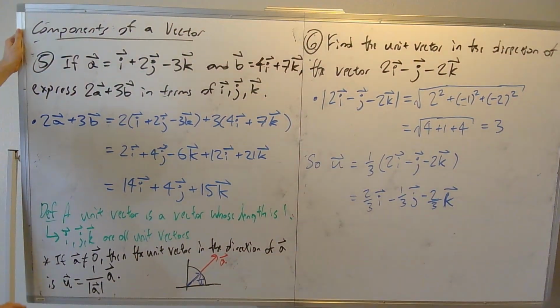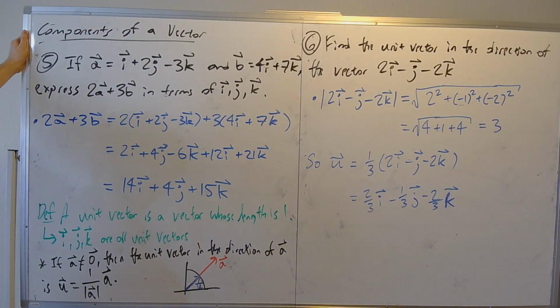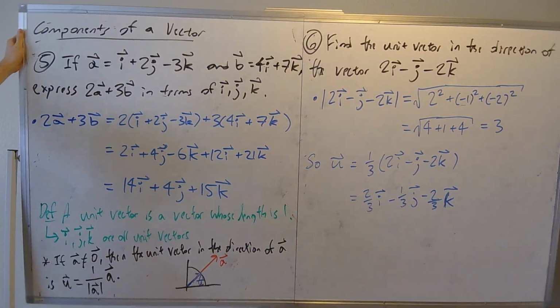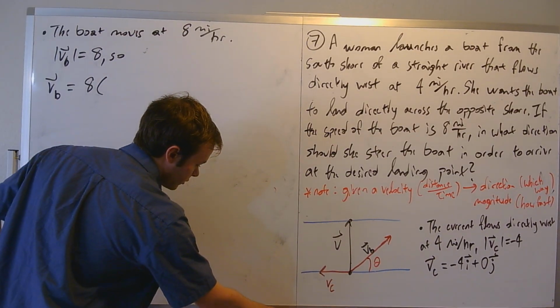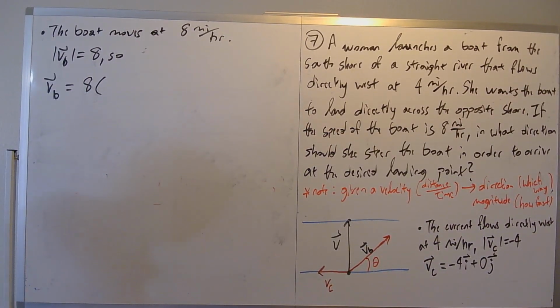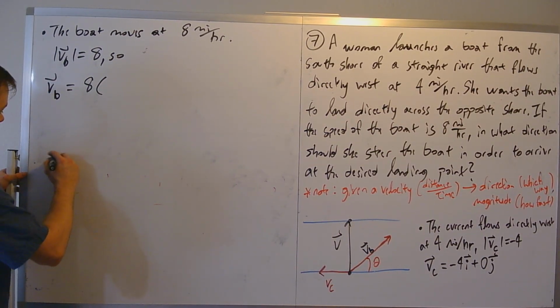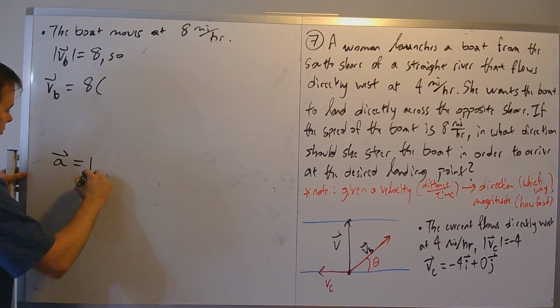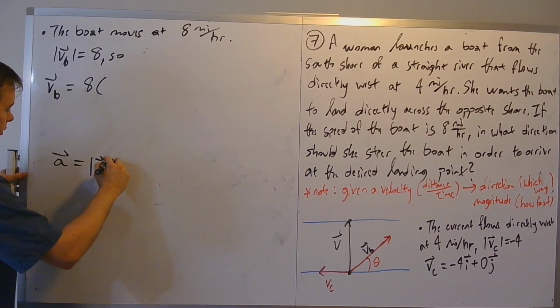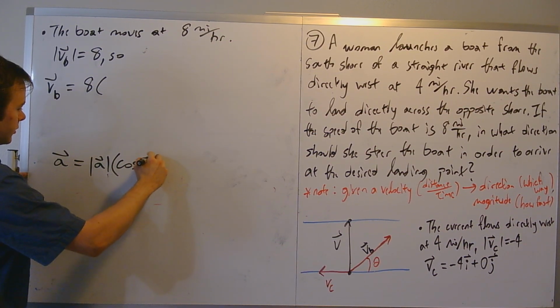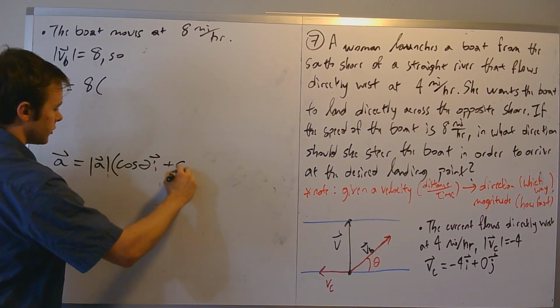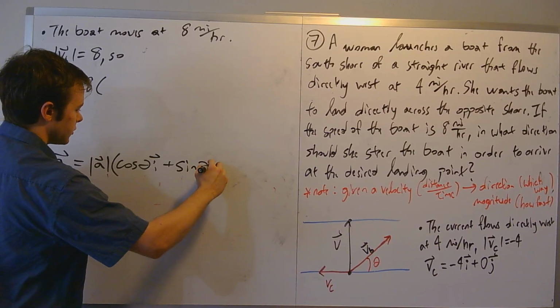We said that we can represent a vector, no, I erased that part, sorry. But we said we can represent a vector. Let me just rewrite what I wrote. We said we can represent a vector by the magnitude of the vector times cosine theta times i plus sine theta times j.